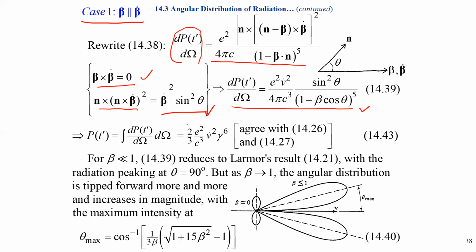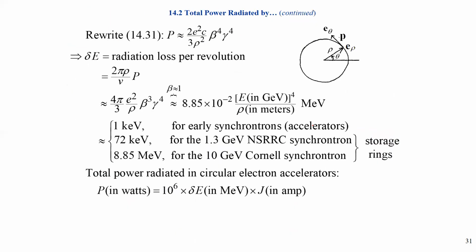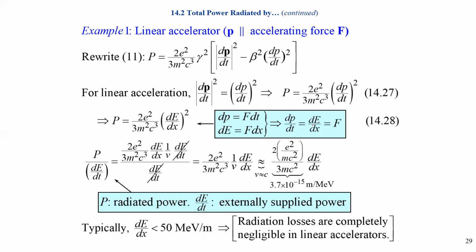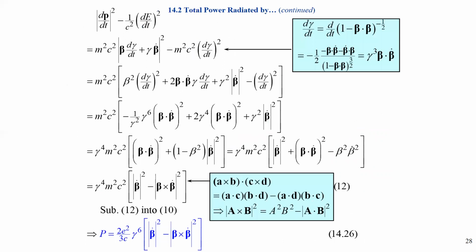So for total power, we should integrate over the solid angle. We have this one. Let's agree with equation 14.26 and 14.27. Go back to equation 26. That's 27. That's 26. We have a different expression: 2e squared over 3c gamma 6.